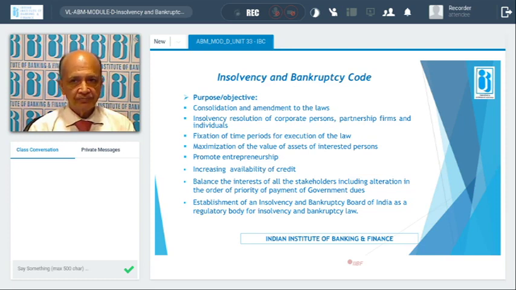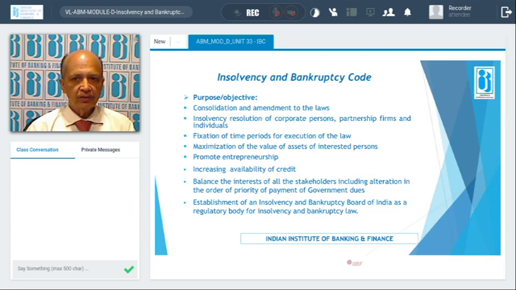Then establishment of an Insolvency and Bankruptcy Board of India, called IBBI, as a regulatory body for insolvency and bankruptcy law. So there is a regulatory body. We have seen what the background is, what the coverage of this code is, and now we have come to the purpose and objective.